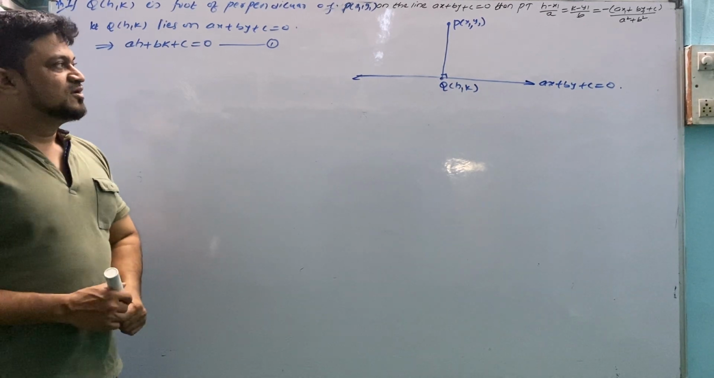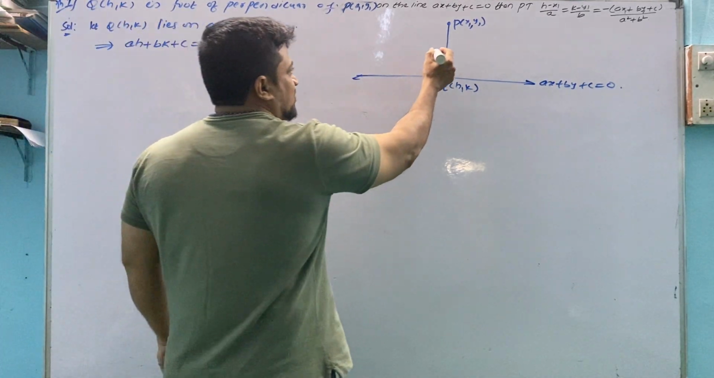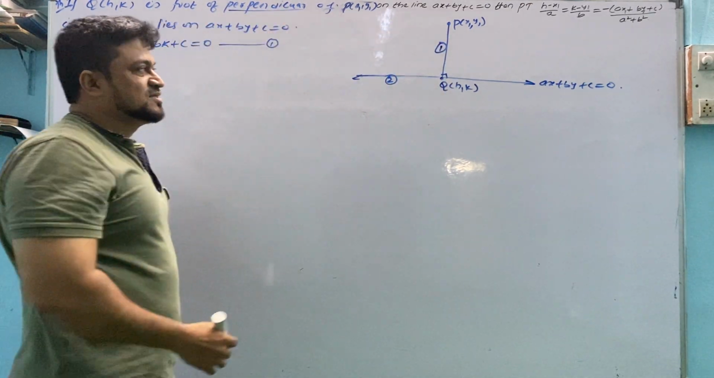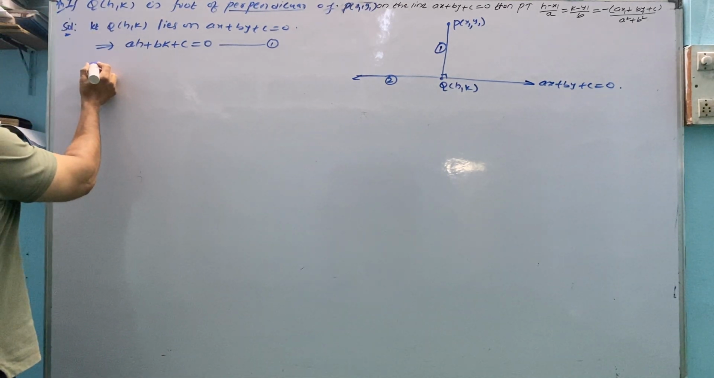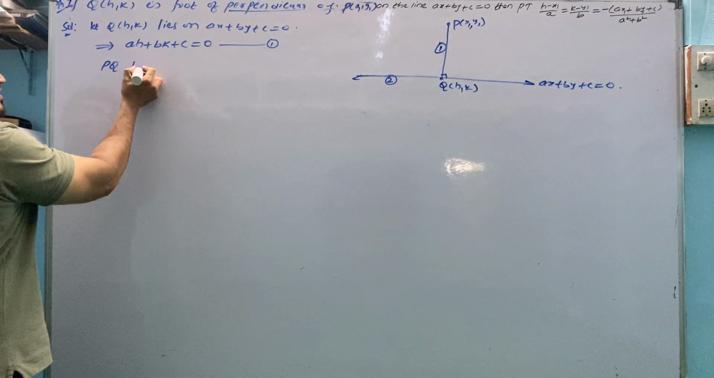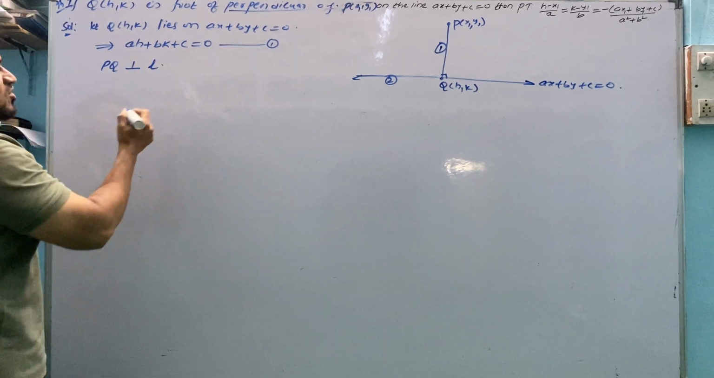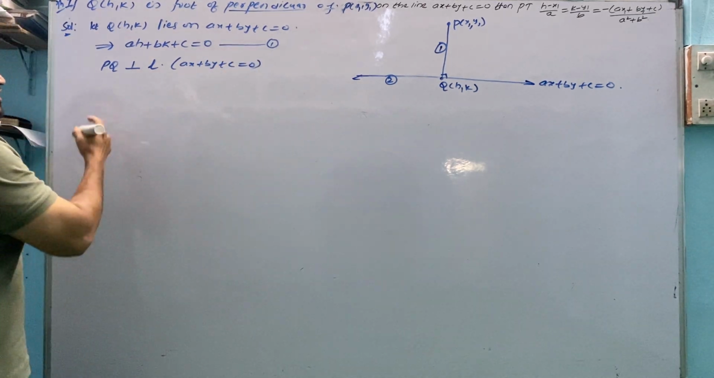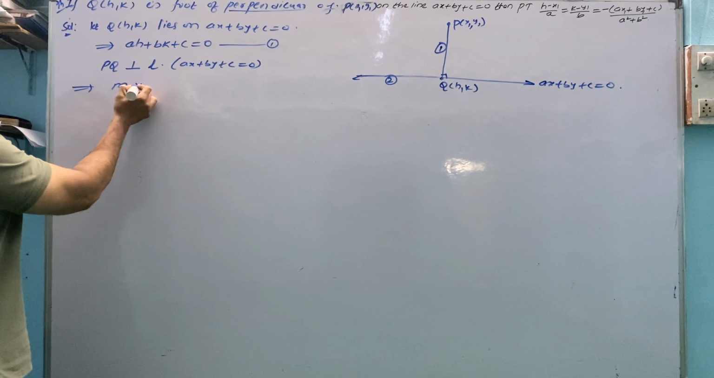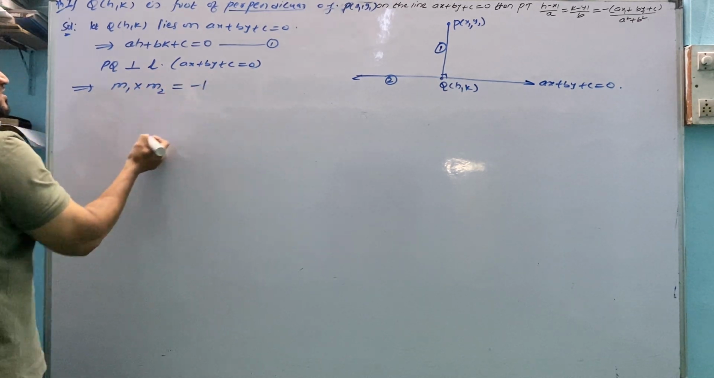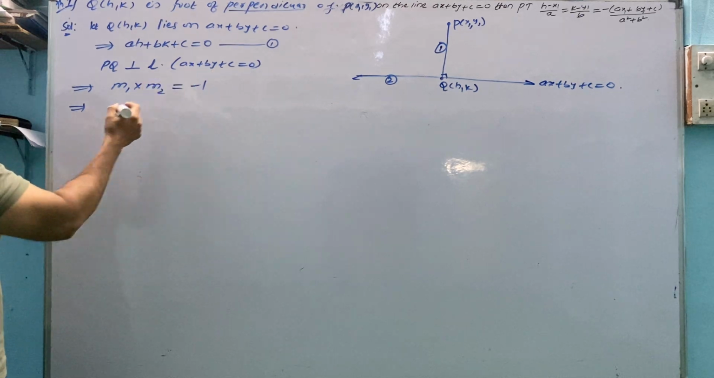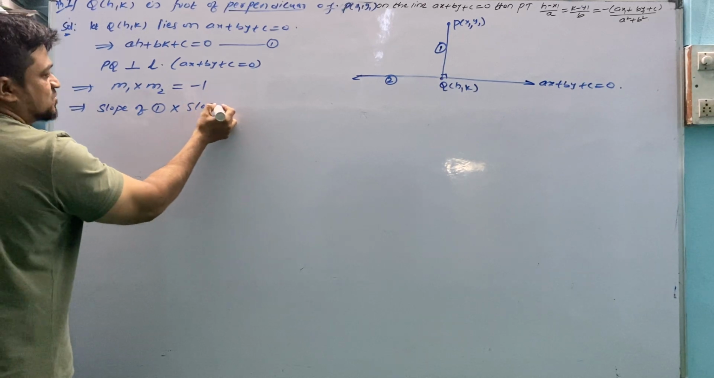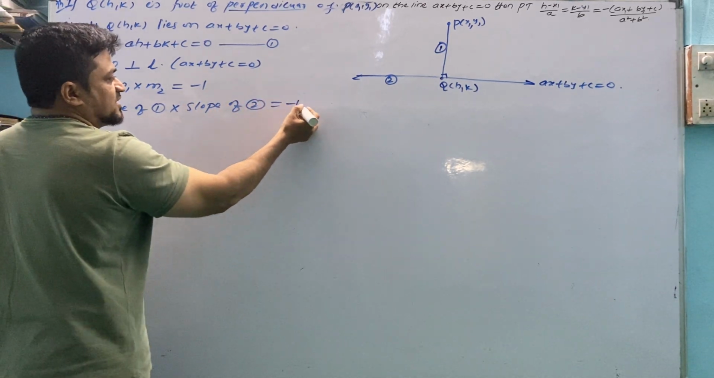Now in the next one, we get to know these two lines are perpendicular. Already we are finding the foot of perpendicular, so we know that PQ is perpendicular to L, or we can say the line L is ax plus by plus c equal to 0. If two lines are perpendicular, the product of their slopes is equal to minus 1. m1 into m2, slope of 1 into slope of 2 is equal to minus 1.